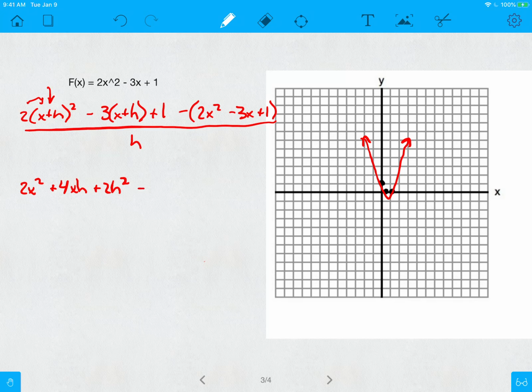I'm going to distribute the negative 3 over the next parenthesis, so it's 3x and negative 3h. I have the plus 1, and now distributing the negative sign in the back, that's negative 2x squared, plus 3x, and then minus 1, all over h.